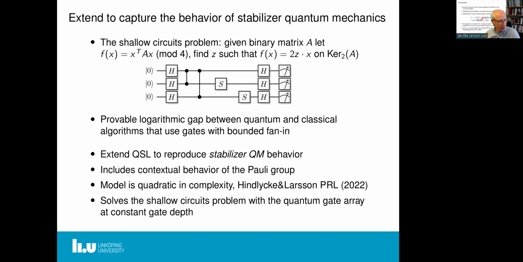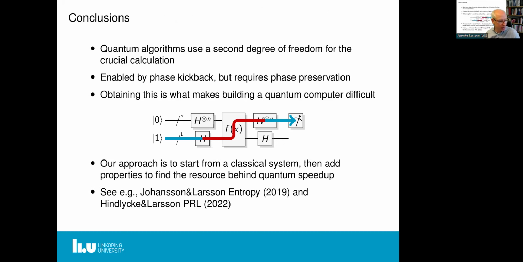So our conclusions: the quantum algorithms that we know and love use a second degree of freedom for the crucial component, the enabling thing of the calculation. It is enabled by phase kickback, but it does require phase preservation, and that puts a lot of restrictions on the unitaries that you use in your quantum computer.